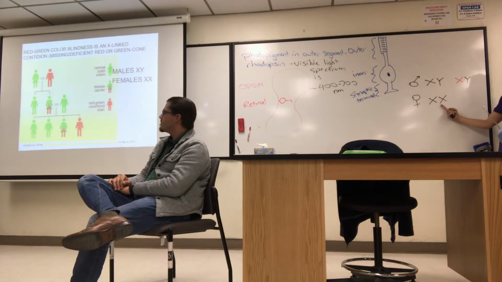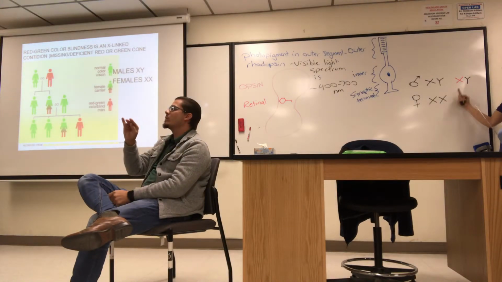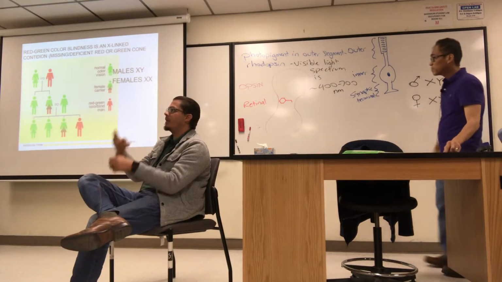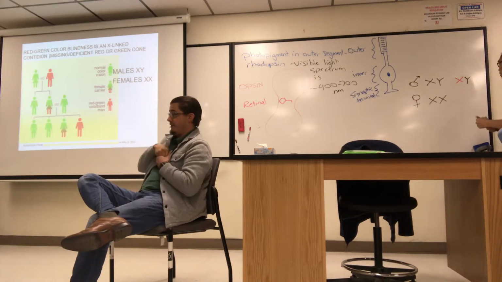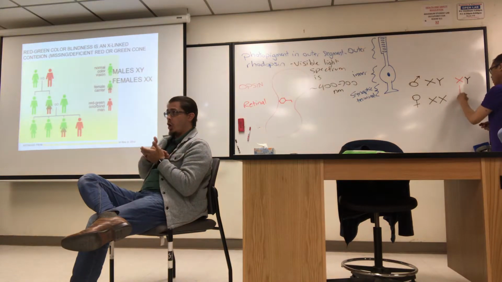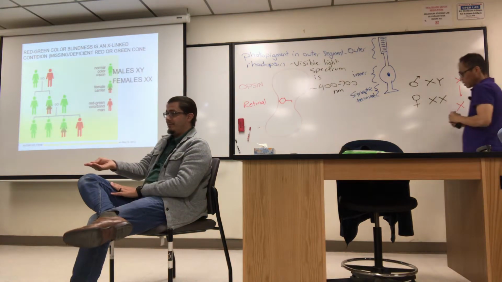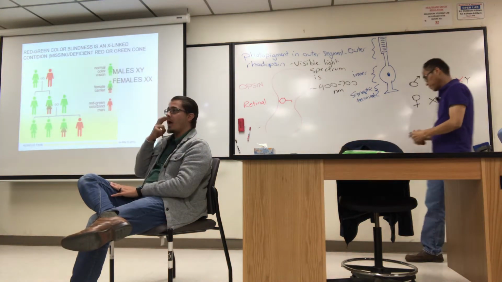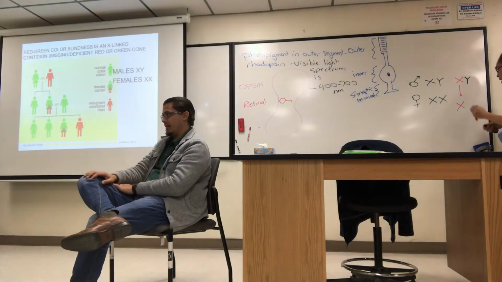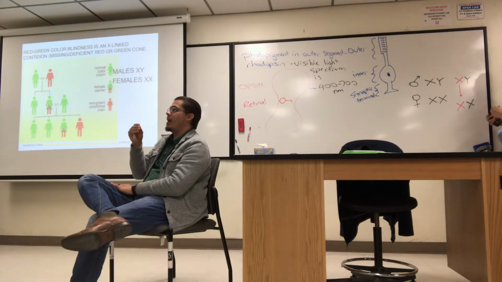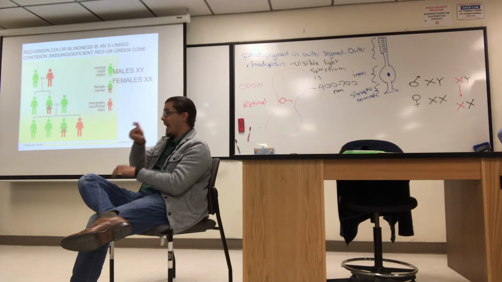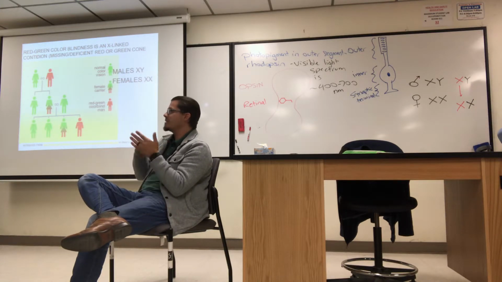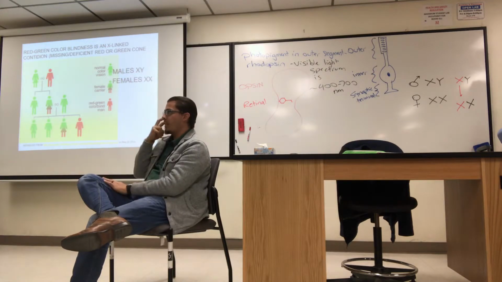What would be the genotype? If they're a carrier, that means the daughter must have received a colorblind X chromosome from dad and an X from mom. But because they have a normal X chromosome from mom, they're just a carrier. They're not colorblind. They're a carrier. Okay.